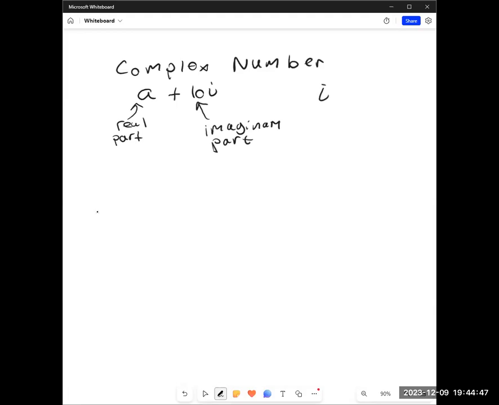Where the number i is equal to the square root of -1. We've talked a lot in other videos about how we can't take the square root of a negative number and get a real number.